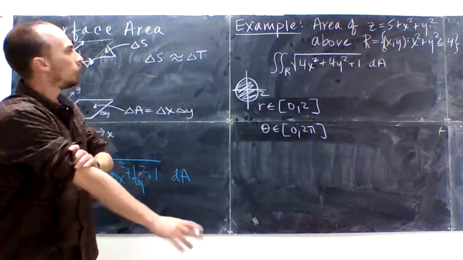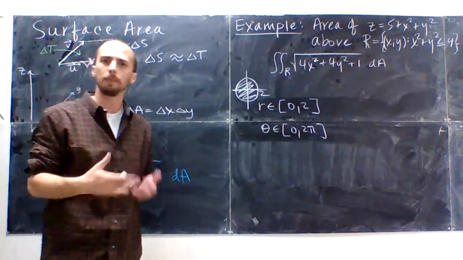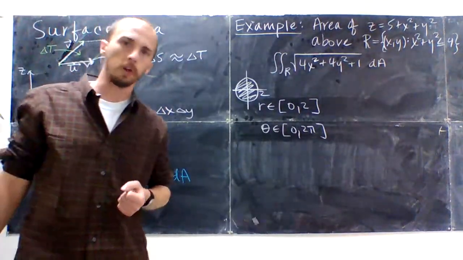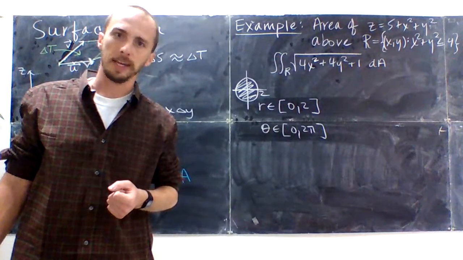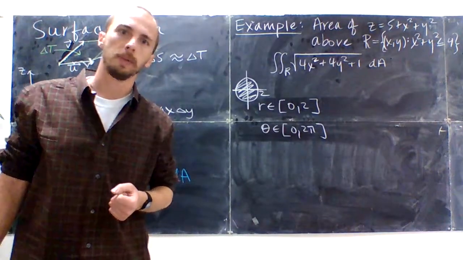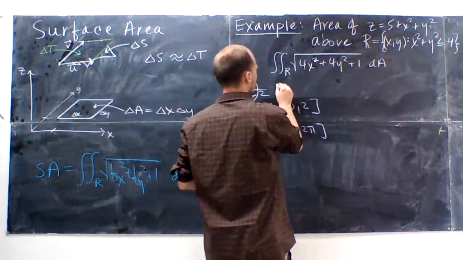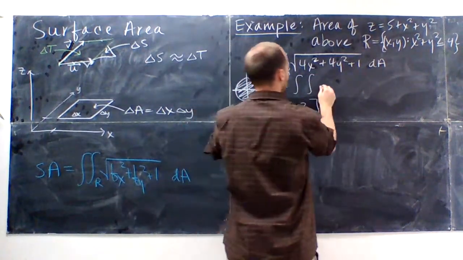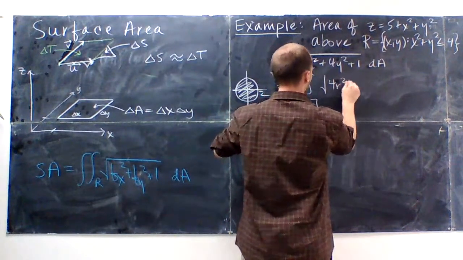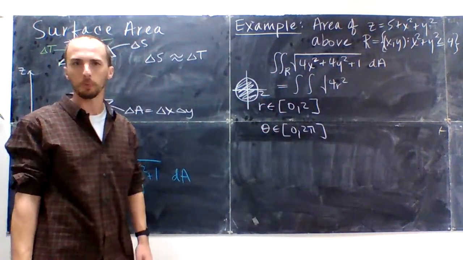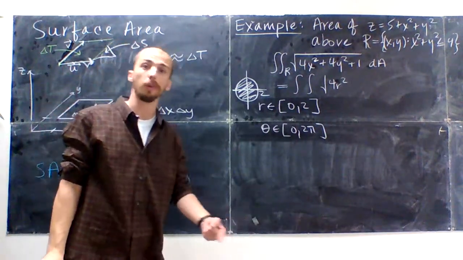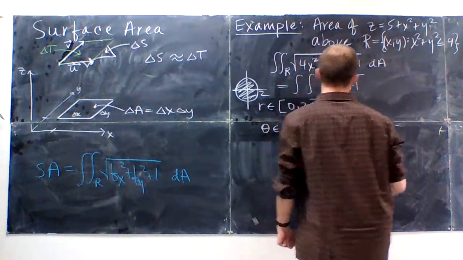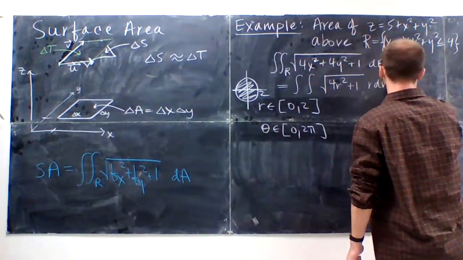We'll really like that. So I need to say what's going on here. Remember that my conversion factor is r squared is x squared plus y squared, and dA is r dr d theta. By switching to polar, I have the square root of 4r squared plus 1, because r squared is x squared plus y squared, so 4x squared plus 4y squared is a total of 4r squared. And dA is r dr d theta.